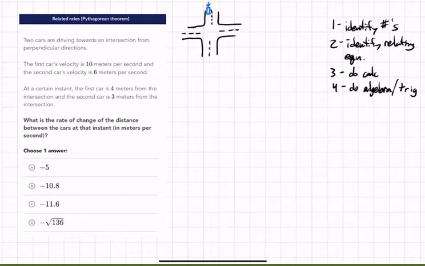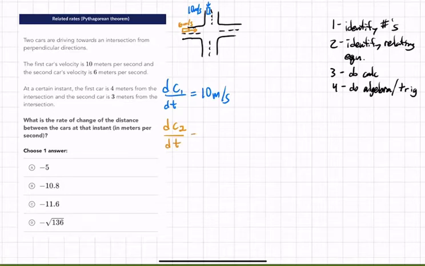Let's call this car A. No, wait, do I want to do that? We'll just write 10 meters per second. Then we have another car with a velocity of 6 meters per second. They're driving in perpendicular directions, so let's put that car over here, going this way, and his speed is 6 meters per second. At a certain instant, let's call the first car car sub 1. So C sub 1 has a speed of dC sub 1 over dt, which is 10 meters per second. And the second car, dC sub 2 over dt, is 6 meters per second.